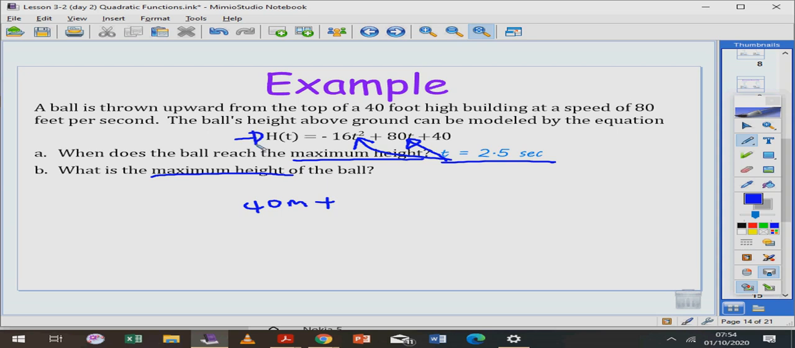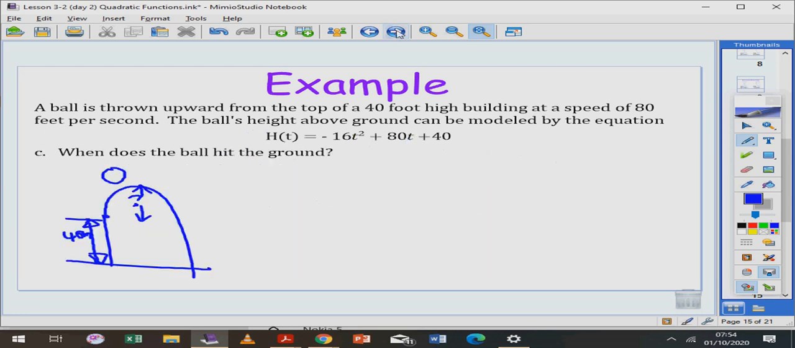When does the ball hit the ground? At the ground, the height above the ground at this point is definitely 0. So I'm just going to substitute 0 is equal to negative 16t squared plus 80t plus 40, and try to solve this quadratic equation. Trying to solve this, I can see that everything is divisible by 4. So if I divide by 4 throughout, I have negative 4t squared plus 20t plus 10. Wait, not just 4. There's more. There's another 4.